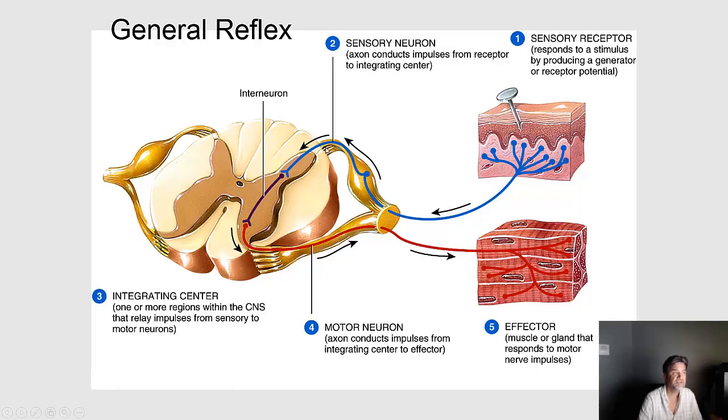So the sensory neuron has conducted the impulse from the point of the sensory receptor now to the dorsal gray horn or posterior gray horn, where there is an interneuron that directly links this sensory neuron to an output motor neuron. And so that's called the integrating center. And then the motor neuron is going to convey it out to an effector, and then the effector will respond. Those are your basic 5 steps of any general reflex.